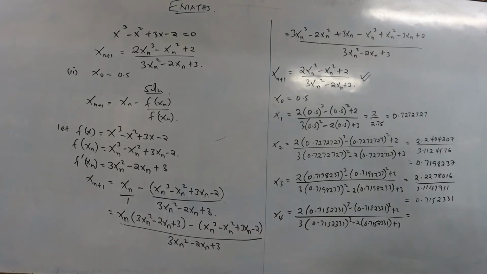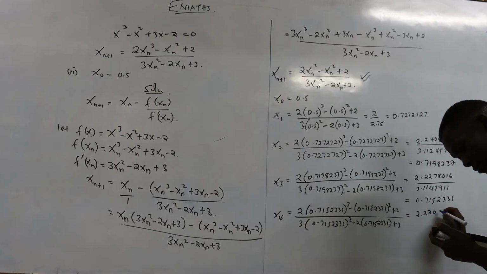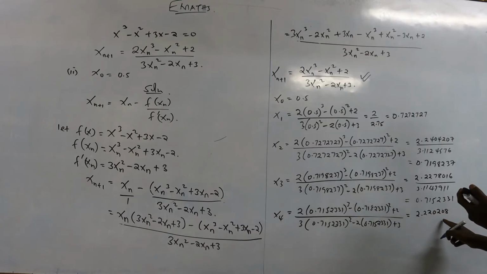So we have 2 into bracket 0.7152331 into bracket cubed, so you cube that, then minus 0.7152331, then you square that, then plus 2, and that gives us 2.2202086. Yeah, we have that.